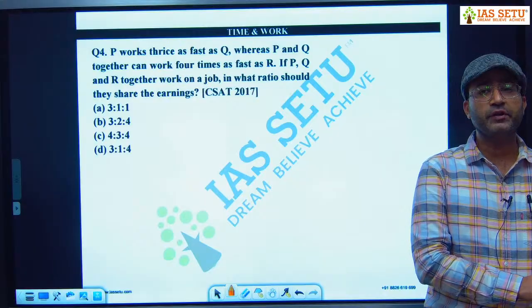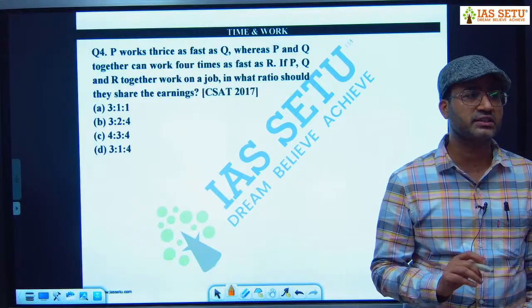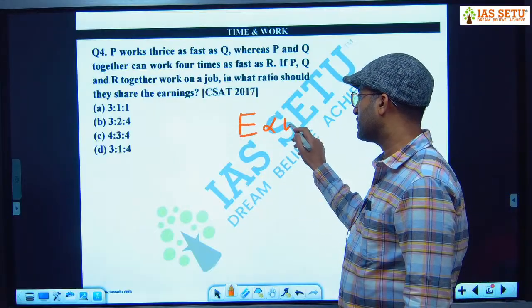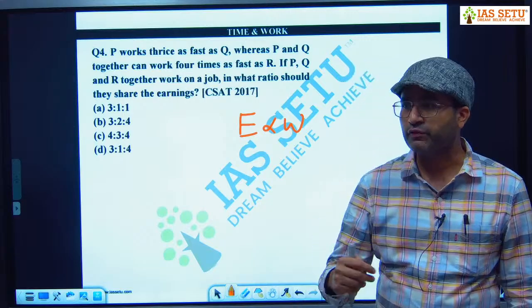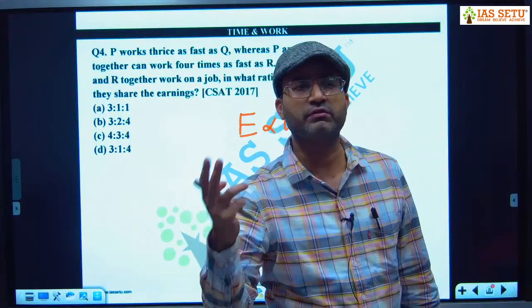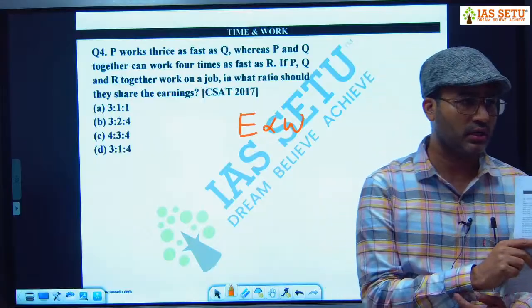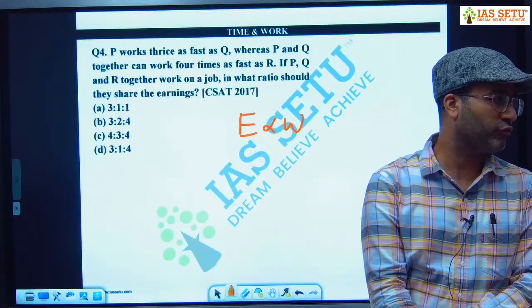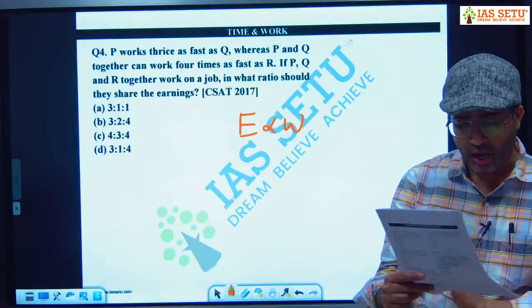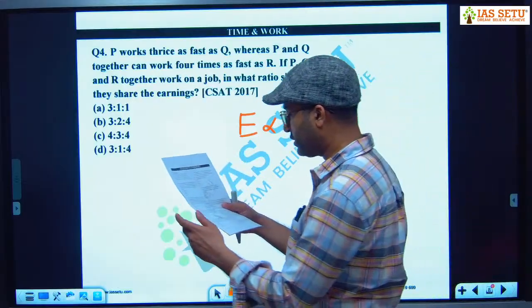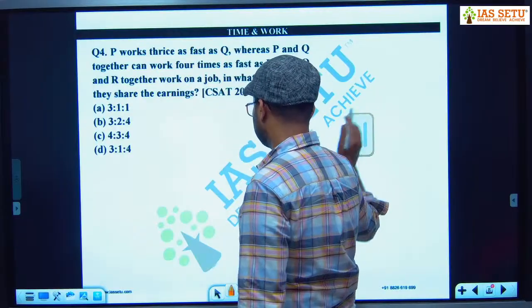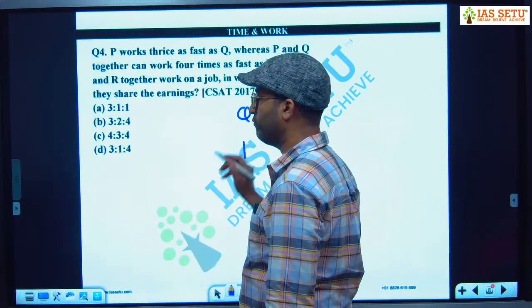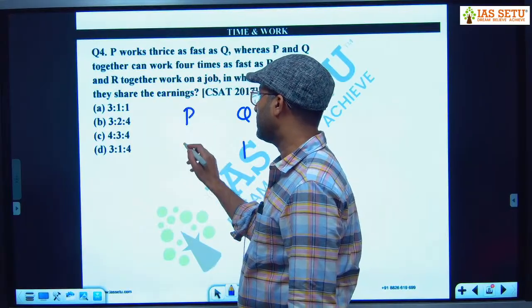Okay, and we know efficiency and wages are directly proportional. If you are double efficient, you deserve double wages. ठीक है, अगर आप डबल एफिशिएंट है तो आपको दुगना वेजेस मिलेगा. तो वी हैव टू फाइंड देयर एफिशिएंसी रेशियो. हाउ वी कैन फाइंड? P works thrice as fast as Q. तो we can assume if Q can make 1 unit, so it means P can make 3 units.